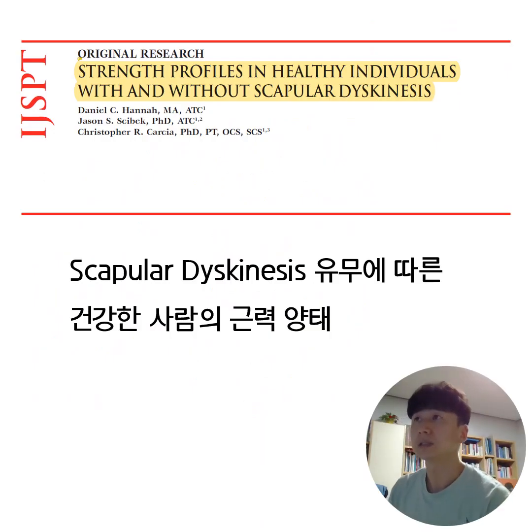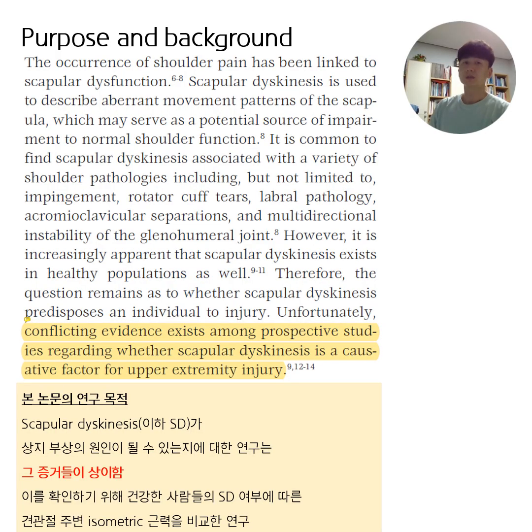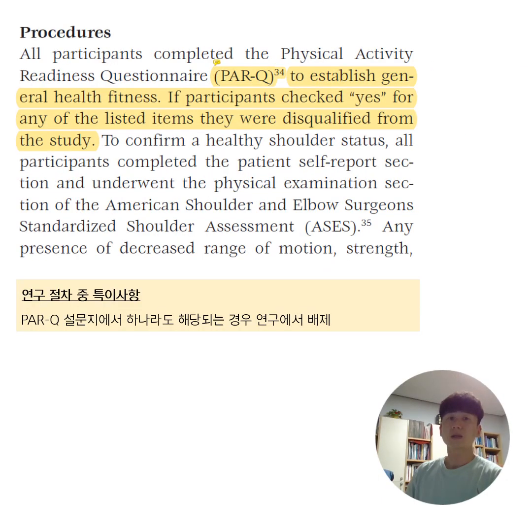Last article is the strength profiles in healthy individuals with and without SD. For the background, there are controversial studies regarding scapular dyskinesis and its relation to upper extremity injury. To clarify it, isometric strength of the shoulder complex between healthy individuals with and without scapular dyskinesis were measured. Participants with any positive answer on the PAR-Q test were disqualified.